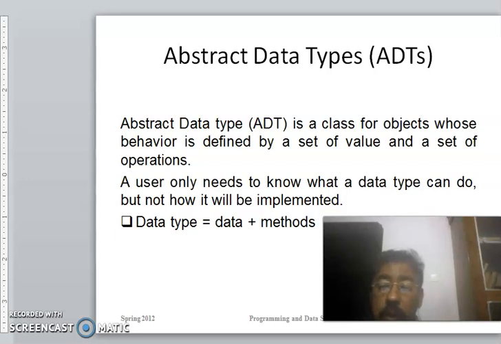Good morning. In this class we wish to discuss the topic of a linked list. First, we wish to discuss what abstract data types are. An abstract data type is a class of objects whose behavior is defined by a set of values and a set of operations. Therefore, in an ADT, the data type plus methods are there.